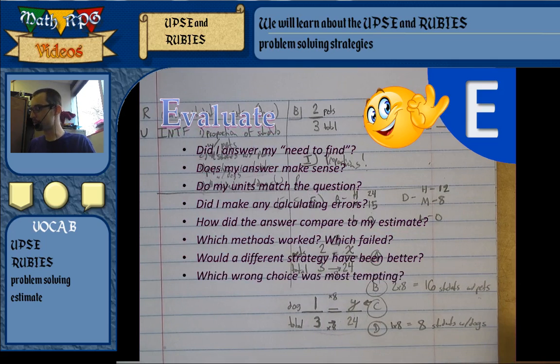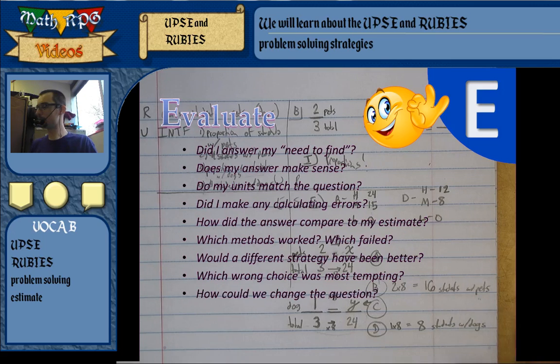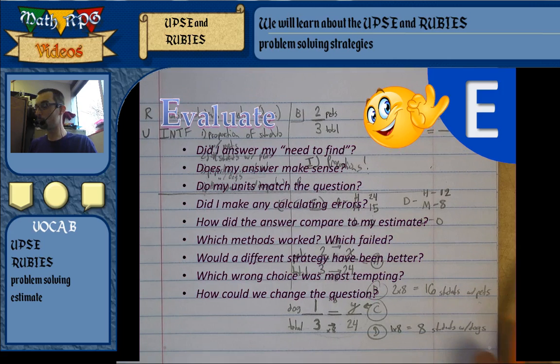There's no answer choices here, but sometimes when we're looking back, it's a good idea to look at the answer choices and see which ones I might have picked, which ones are the ones that they put there to trap us. How can we change this question? I could change this question in any way. I could change the number of kids in the class. Would that change my answer?